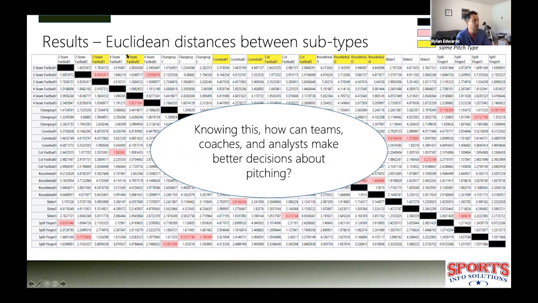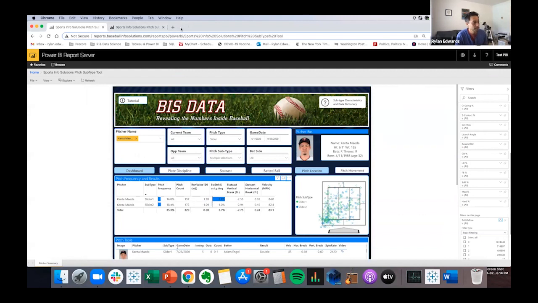So I want to show you a couple case studies here. Kenta Maeda and his slider. He throws 2, at least he did in 2020, in roughly equal measure. Slider 1, which has a great swinging strike rate, tends to be a tick and a half harder, with about half a foot less horizontal break, and similarly less vertical break as well. He throws that 17% of the time. He throws a slider 2, which is slower and has more movement, 18% of the time.